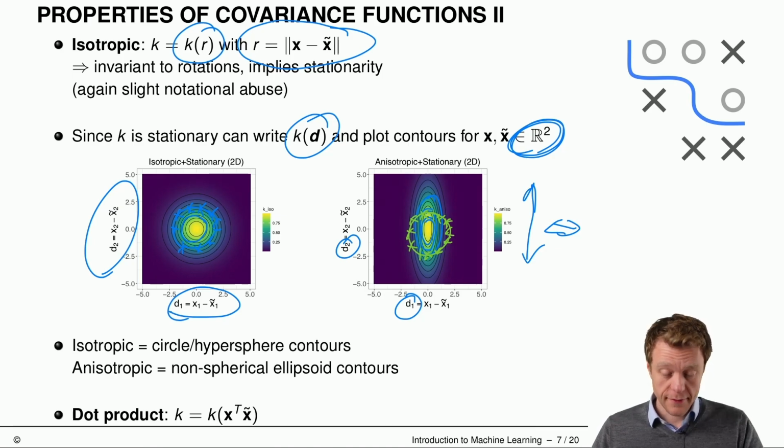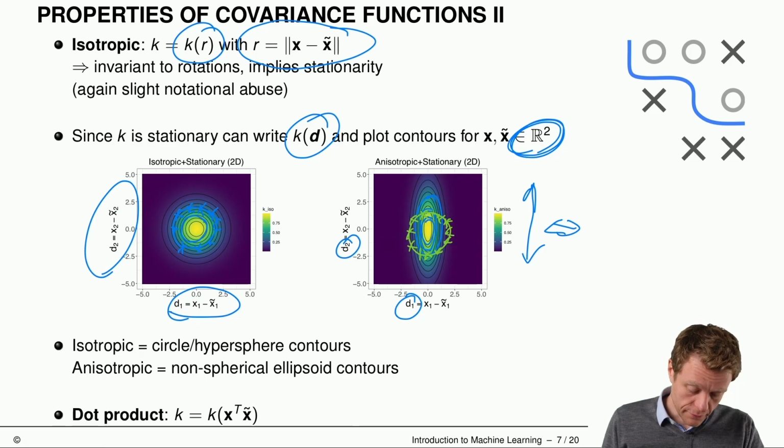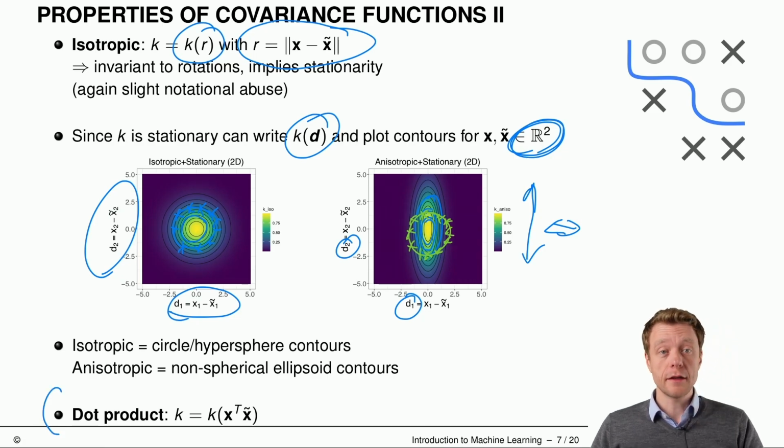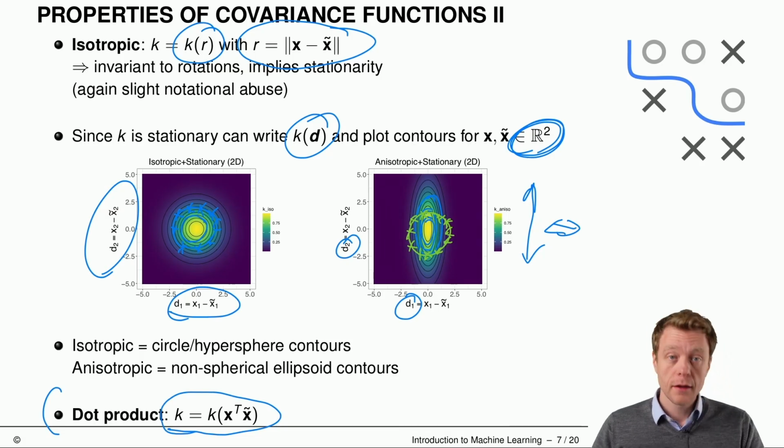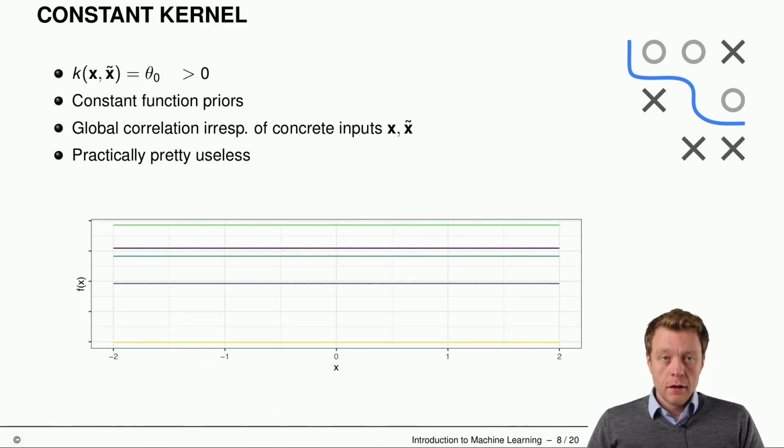Okay, that's isotropy. The third property that the covariance function can have is that it is a dot product. We don't have an example here for now, but later there will be examples on dot product kernels as well, which is defined as this thing here. So if I can write it as a function of a dot product, a scalar product between the 2 points, then it's a dot product covariance function. Okay, so far on the properties.